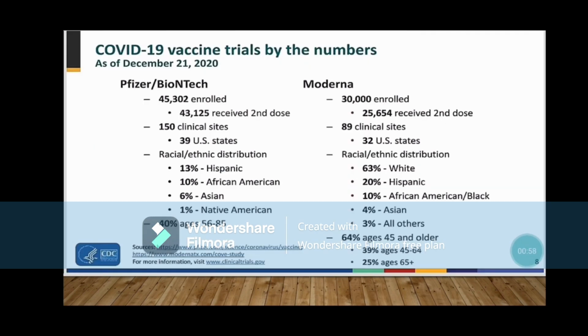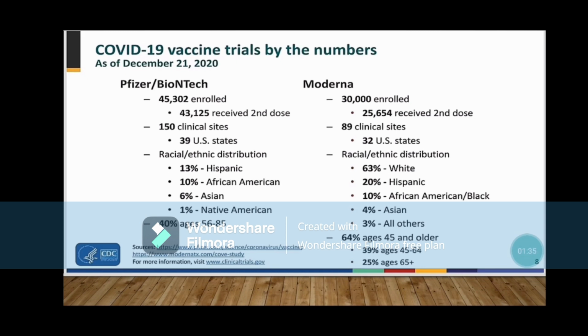As the vaccines were available and authorized and approved by WHO, the government took trials by numbers. If we talk about Pfizer, BioNTech and Moderna, we will get to know. If we talk about Pfizer first, 45,302 enrolled, 43,125 received the second dose, 150 clinical sites, among them 39 US states. Racial or ethnic distribution: 13% Hispanic, 10% African American, 6% Asian, 1% Native American, 40% ages 56 to 85. Let's talk about Moderna.